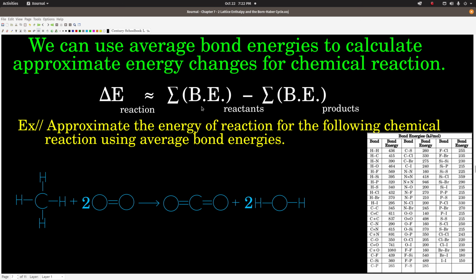So let's use an example to illustrate how this works. So we want to approximate the energy of reaction for the following reaction. So the combustion of methane, CH4 plus oxygen goes to carbon dioxide plus 2 waters. So use these numbers over here, guys, and see if you can come up with an answer. So pause the video, work it out. When you're finished, come on back. Welcome back.